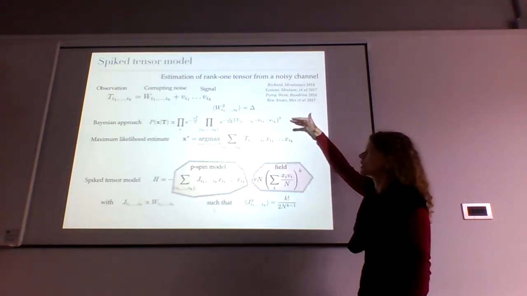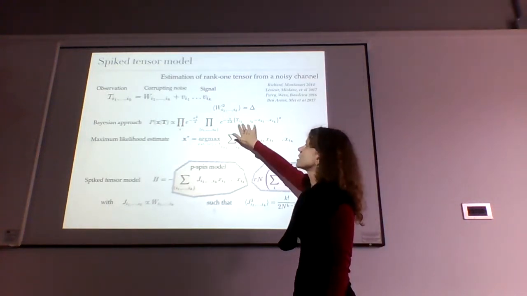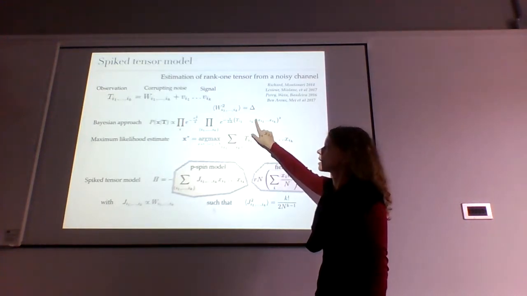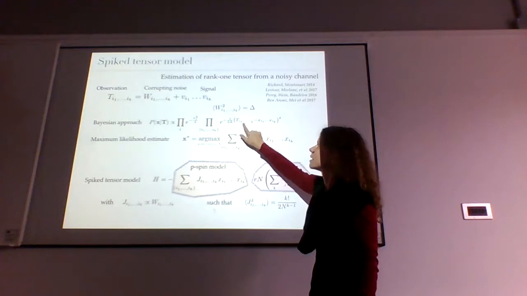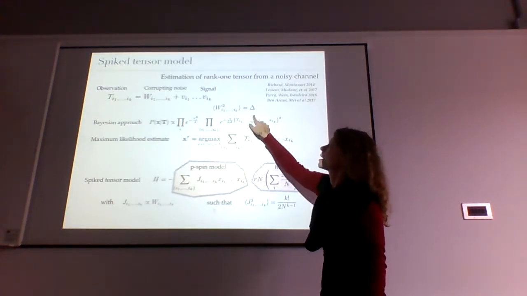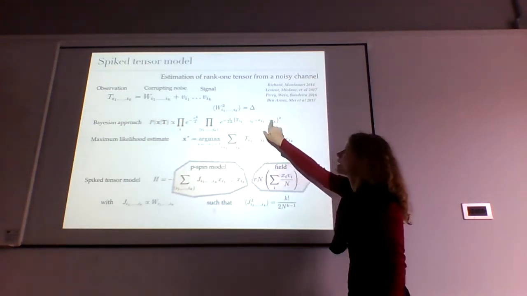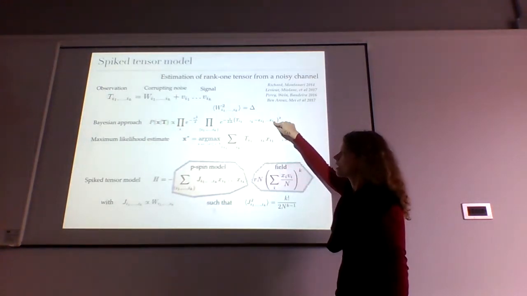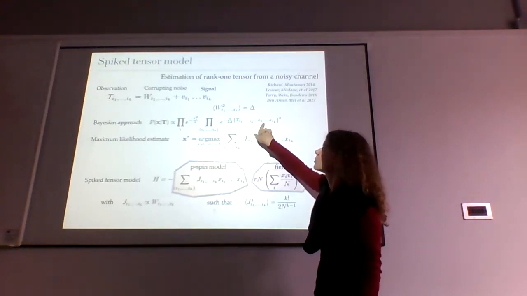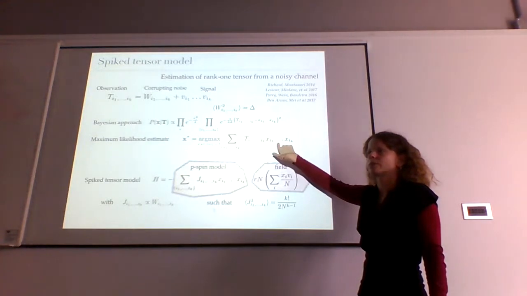So that's a traditional approach, and under certain circumstances it can also be proven to be the optimal approach. But we will work in a simplified setting, which is the one of simply attempting to minimize the distance between this observation and the signal we want to estimate. And this will be obtained by maximizing the product of the two tensors. All right?